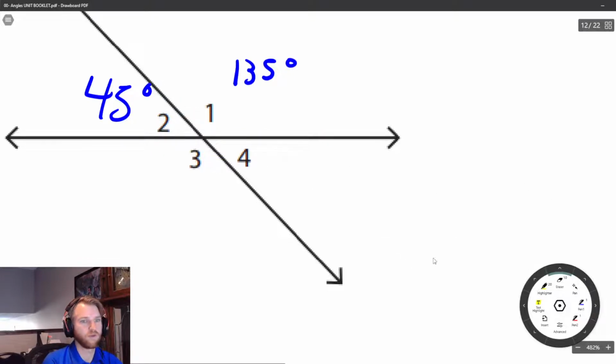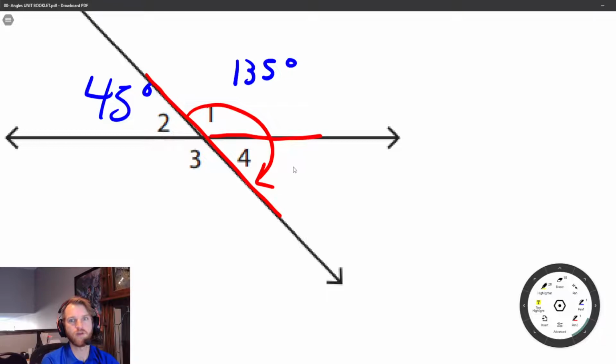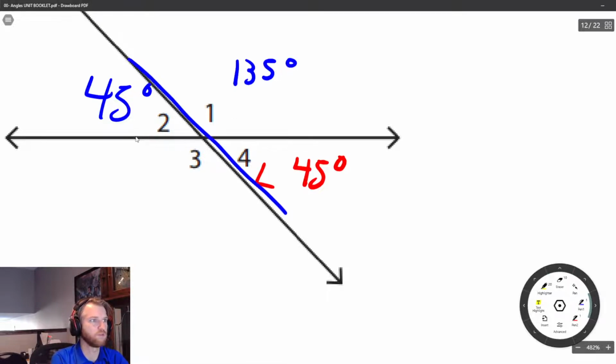So now I'm going to think of, okay, how could I find angle 4? I could find angle 4 thinking of this as a straight line, and this would be 180 degrees being split into two pieces. One of these angles is 135, and together these are going to add up to 180. This one has to be 45 degrees. 135 plus 45 degrees is 180. Which brings me to the last one. I could do this two different ways. I could think of it as this is a straight line being split here, that these two have to add up to 180.